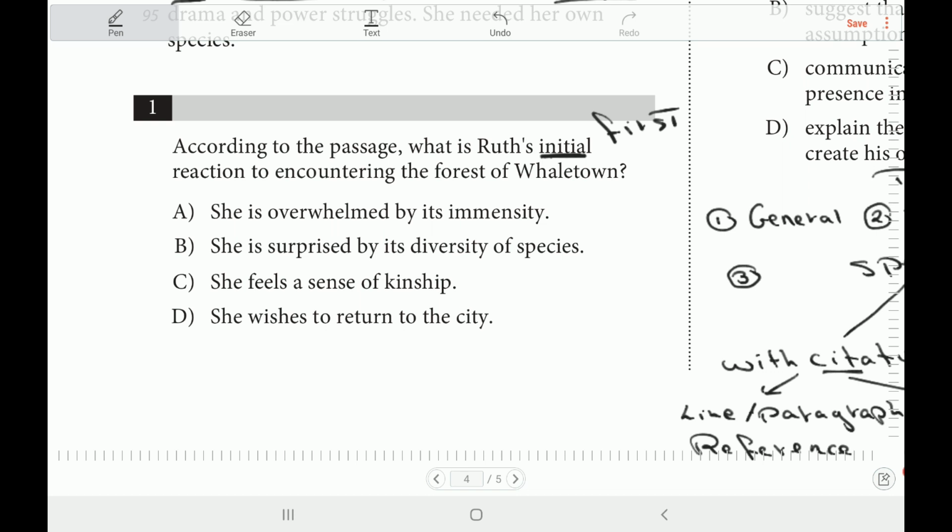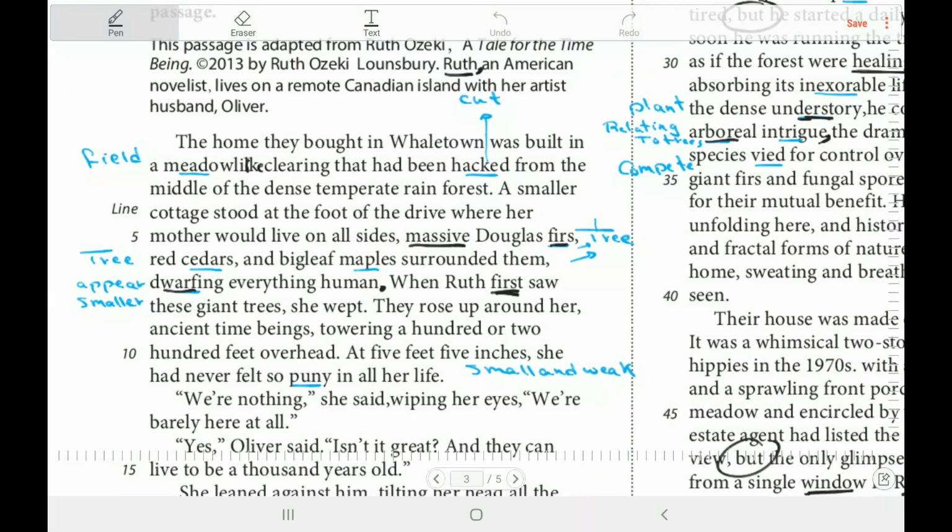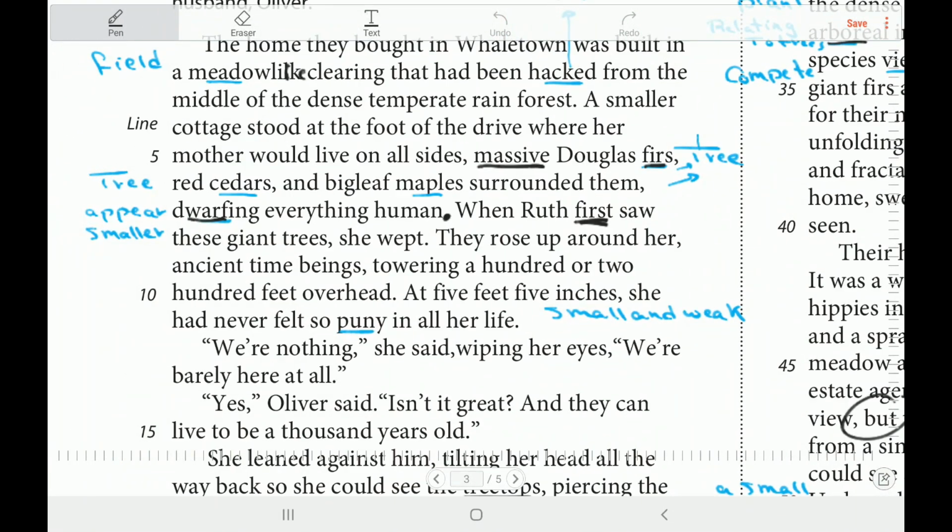She's surprised by its diversity of species. We have diversity, many different species. She feels a sense of kinship, so she feels that this place is like home, kinship, like a family relationship. She wishes to return to the city. Okay, so we have no evidence, so we have to go and look for the evidence. So where was that mentioned? Her first reaction. Remember the first, when we see this first here, line 7 here.